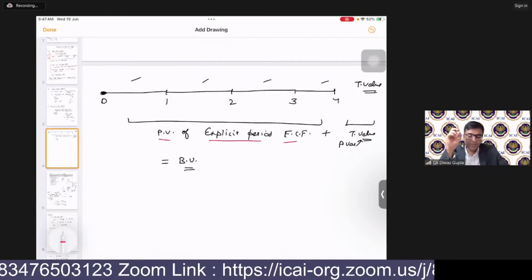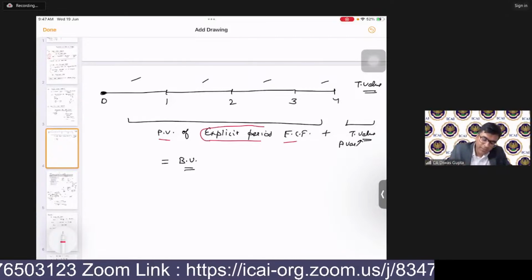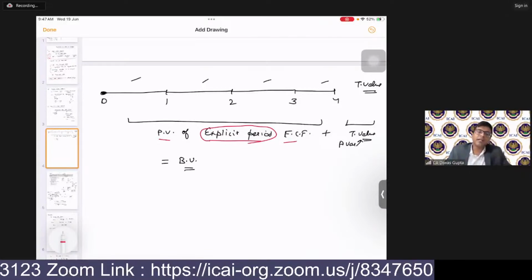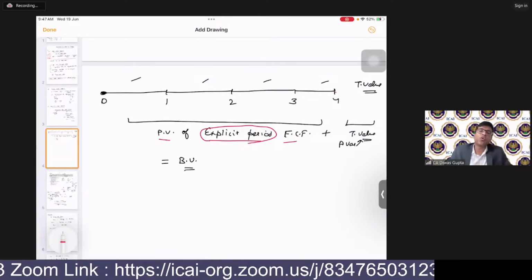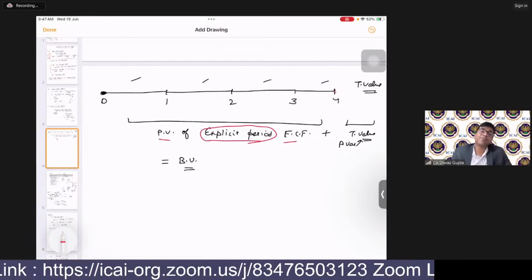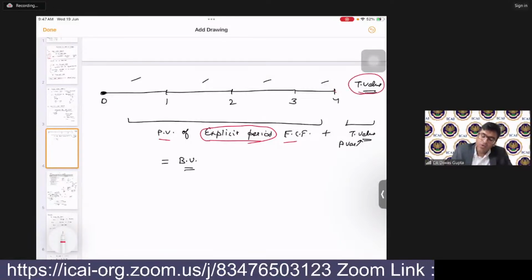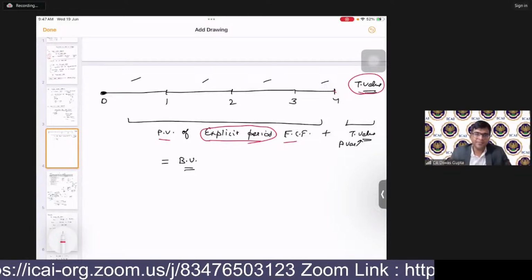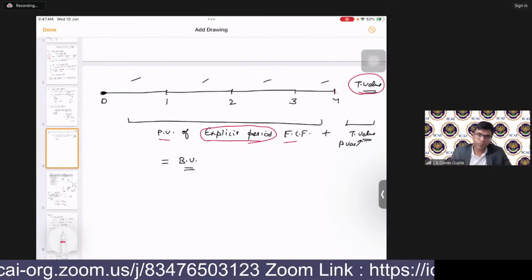Now, what do you mean by explicit period, students? Explicit period is up to this 4th year. These 4 years are called the explicit period. And this terminal value is called the terminal year. So this is a terminal value, right?